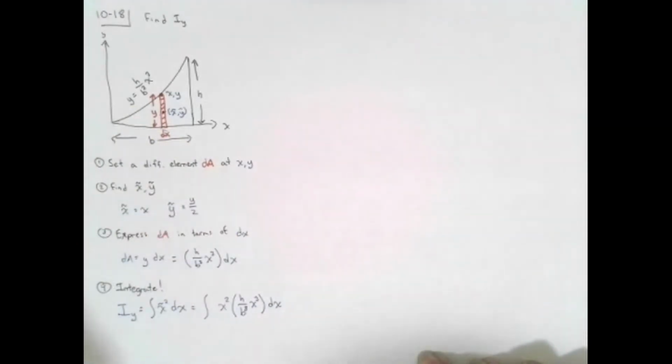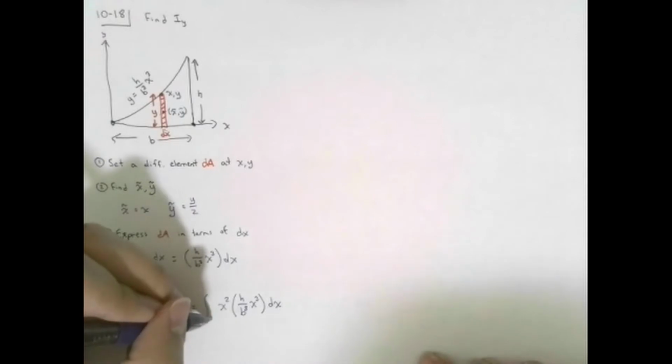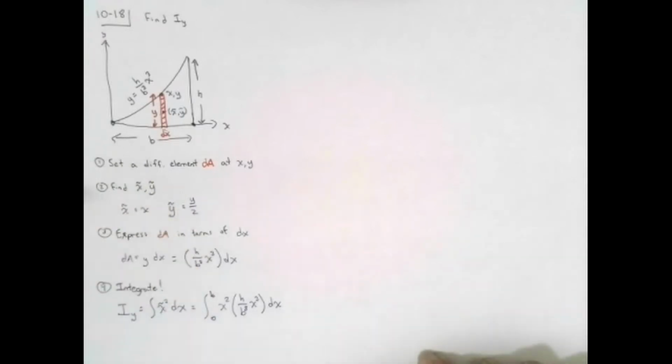And for our limits of integration, because we're integrating along the x direction, we want all of the x points in this shape. So this shape starts at x equals 0 and ends at x equals b. That means that our limits of integration will be from 0 to b.